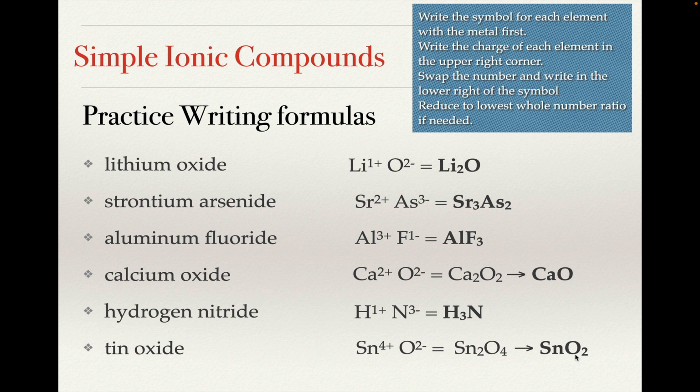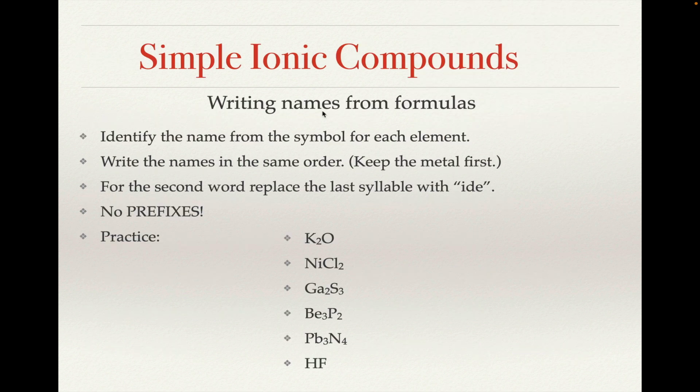Now, if we are going to flip this around and maybe have to write the names from the formulas, this is actually really easy to do, because all we do for these is change the second word to its "-ide" ending, which we know how to do already, and we don't use prefixes, because K2O is the only way potassium and oxygen can bond, so you don't need to put prefixes on here. So K2O would just be potassium oxide.